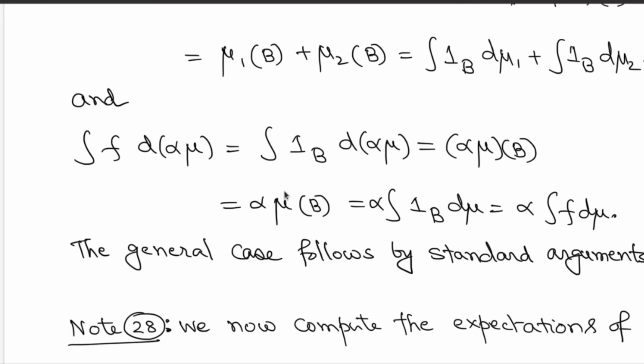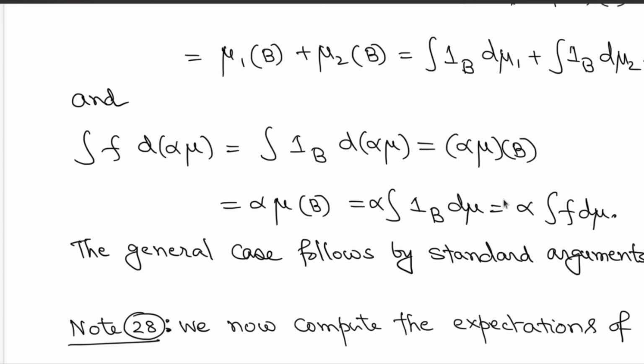But then you write mu of b as the integration of the indicator of b with respect to the measure mu, and that's nothing but alpha times the integration of f with respect to the measure mu. So therefore you have verified the required relations when f is an indicator, and the general case will follow by the standard arguments. All you have to check is that the necessary integrals exist. If the integrals exist, you can ensure that the equality holds by this standard procedure.